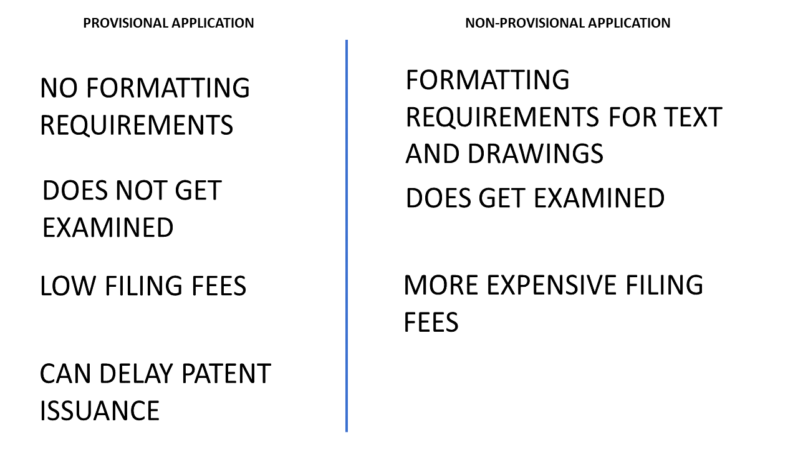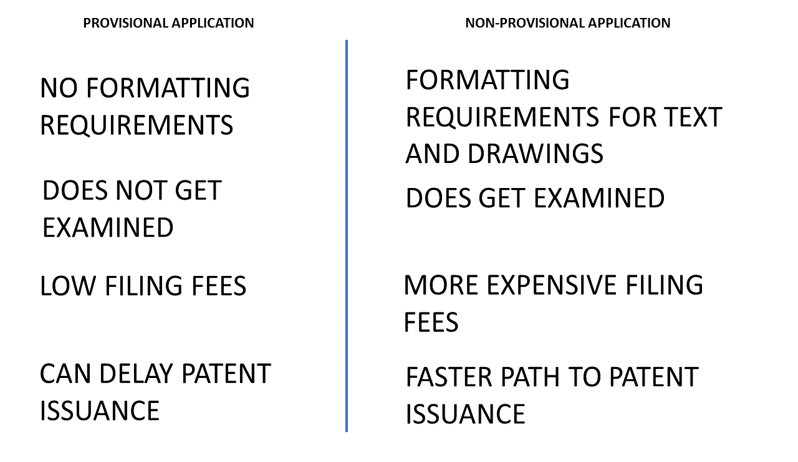Because a provisional application can delay the filing of a corresponding non-provisional application for up to 1 year, this has the effect of delaying when any patent may issue from this application. In contrast, if you skip the provisional patent application and go straight to a non-provisional application, it can be a faster path to actually getting the patent.